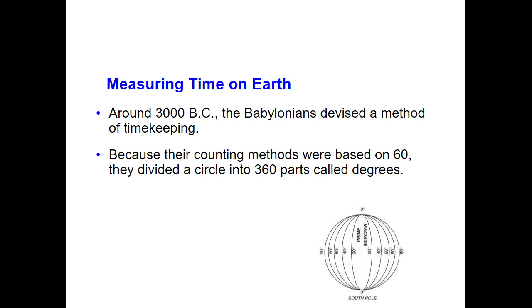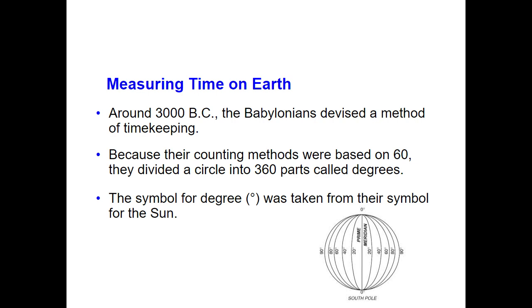The Babylonians devised a way to come up with time. Think about the way the sun hits us. Because their counting method was based on 60, they divided the circle into 360 parts. That's why there are 360 degrees in a circle, based on the Babylonians. If there are 360 degrees to a circle, there are 360 degrees for a sphere. The symbol is a degree sign, taken from the symbol for the sun.